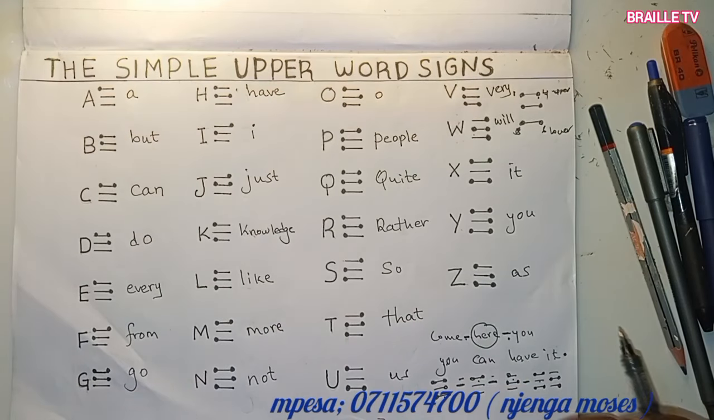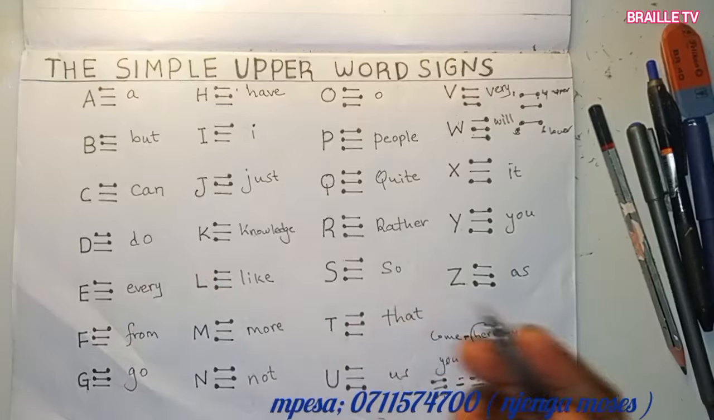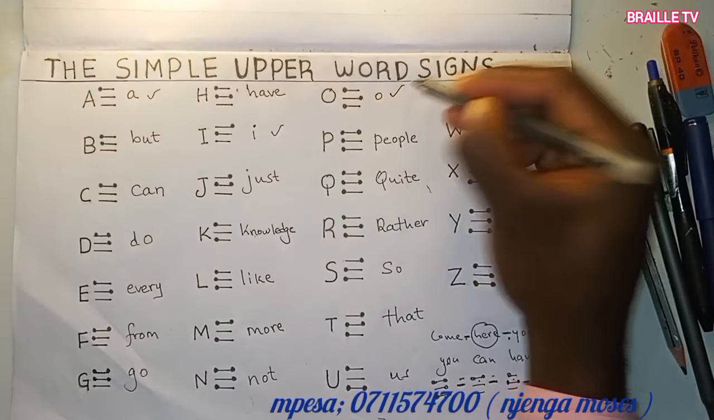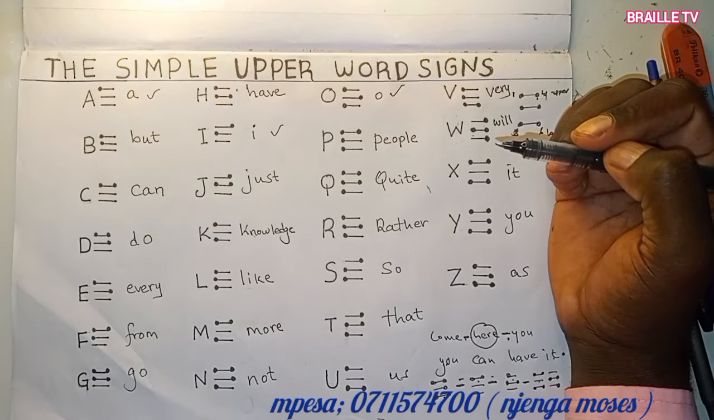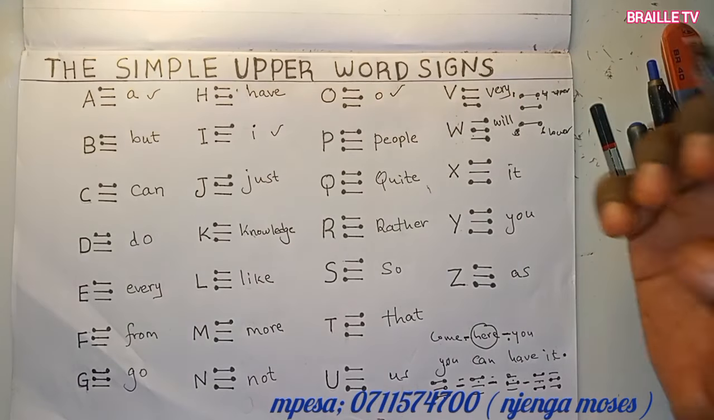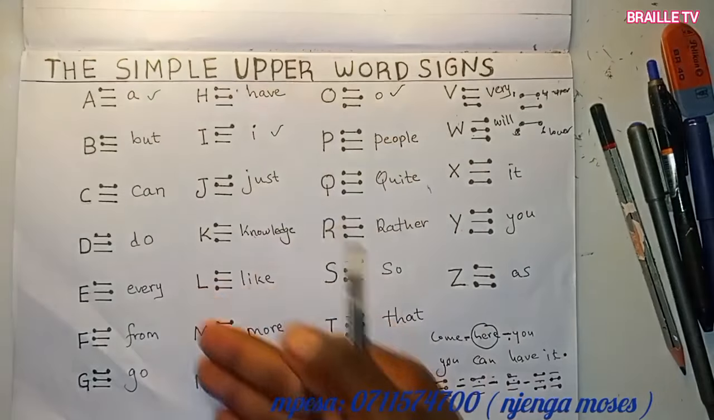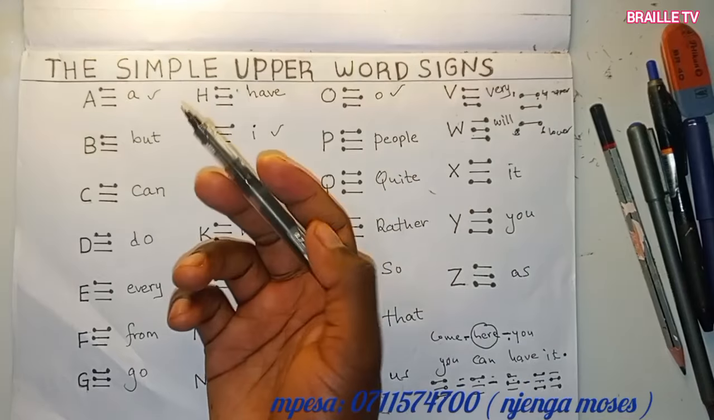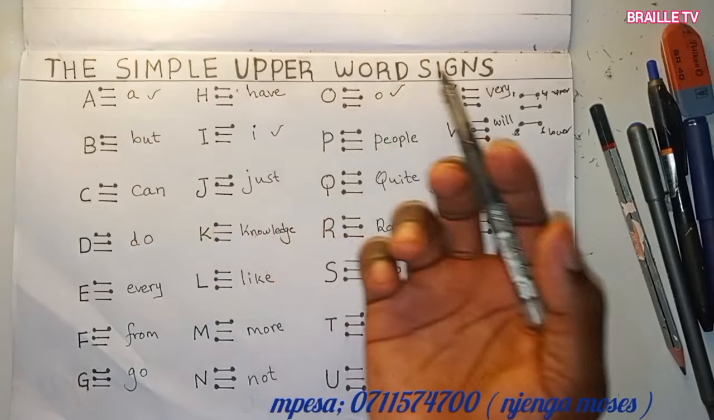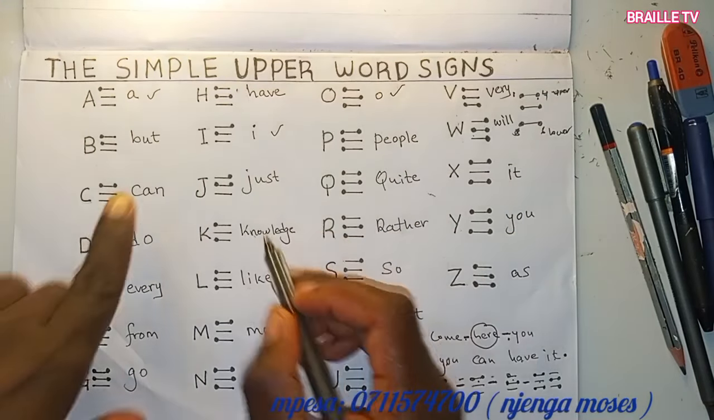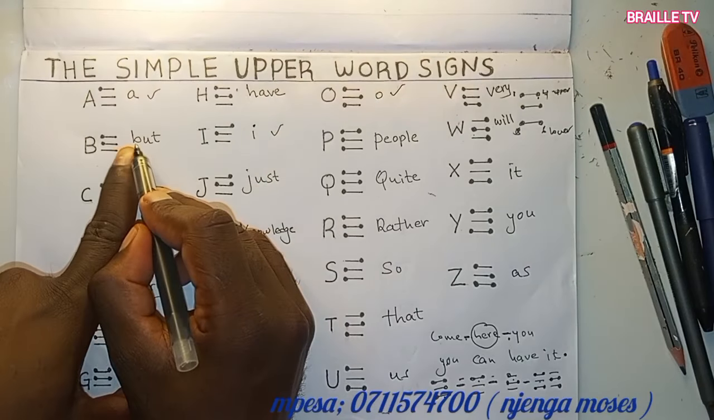So these are called the simple upper word signs from A up to Z, and we have seen that letter A, letter I, and letter O do not have any word sign to represent. They just remain the way they are. This is what we call simple upper word signs, and we know what it means by simple upper and word sign. From now on, for example when you get the word but, we will not be writing B-U-T.